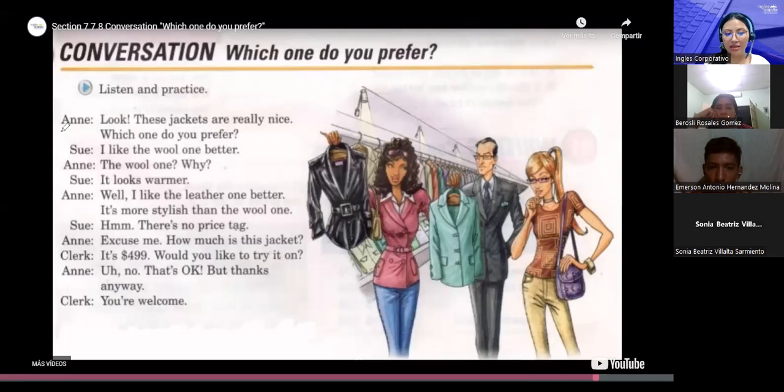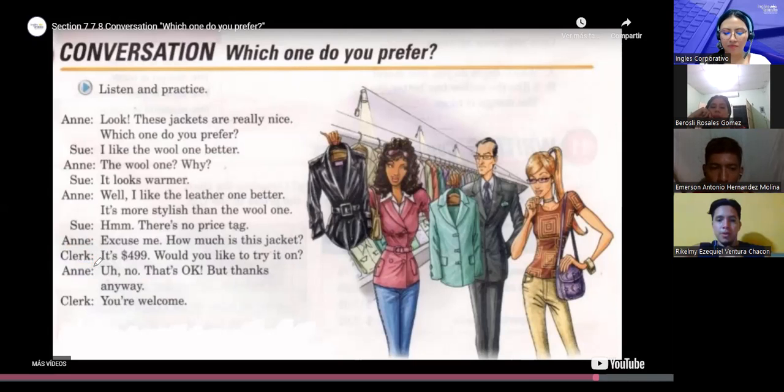And if you see in the conversation, we have Sue. This man that you see right here, he's a clerk. His occupation's name is clerk. ¿Qué será un clerk? Ya vamos a ver a quién se le llama clerk. Ajá, es un salesperson. ¿A quién se le llamará clerk? What do you think? Take a look at the picture and tell me. Al empleado. ¿Será un empleado? ¿Sí? ¿Un empleado cualquiera?